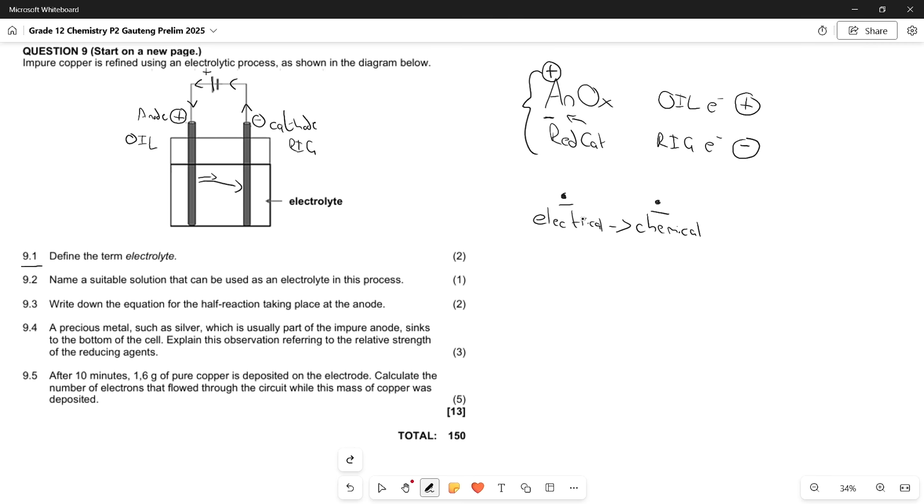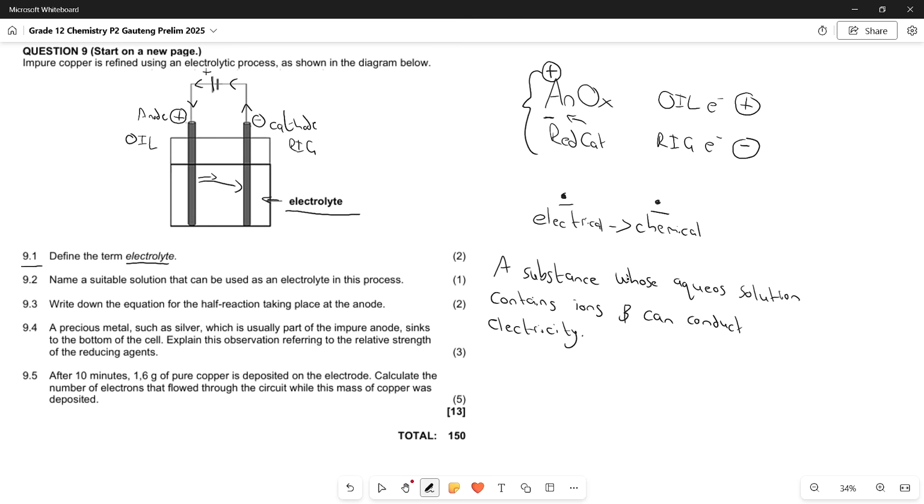And let's check what 9.1 is saying, because it says define the term electrolyte, okay? A 2-mark definition referring to the electrolyte, the solution inside of this beaker. And an electrolyte is a substance whose aqueous solution contains ions and can conduct electricity, which means we might have like Cu2 pluses inside of the solution in this aqueous solution.